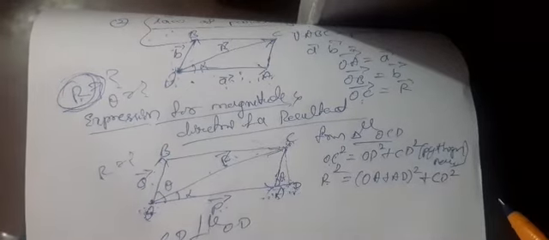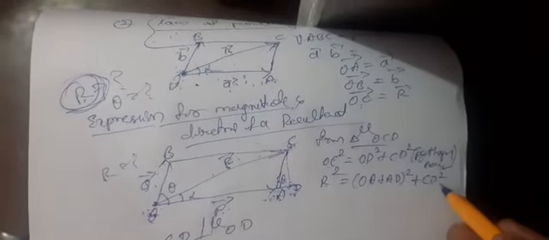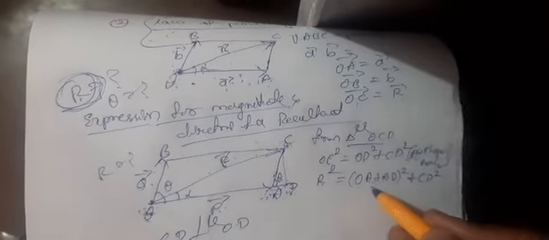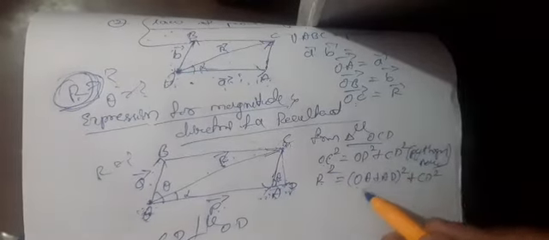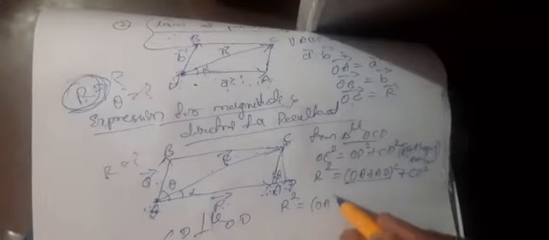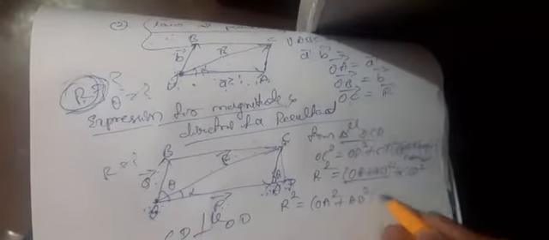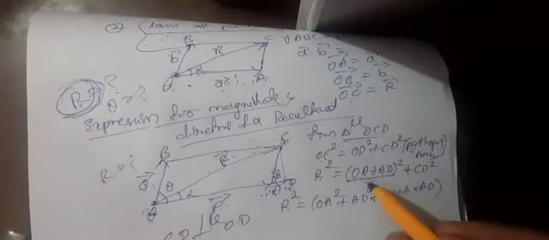CD square stays as it is. How to find (OA plus AD) whole square? Apply the (A plus B) whole square formula. R square is equal to OA square plus AD square plus 2 times OA times AD. That is (A plus B) whole square: A square plus B square plus 2AB.